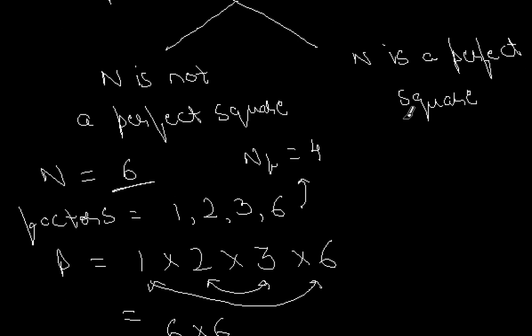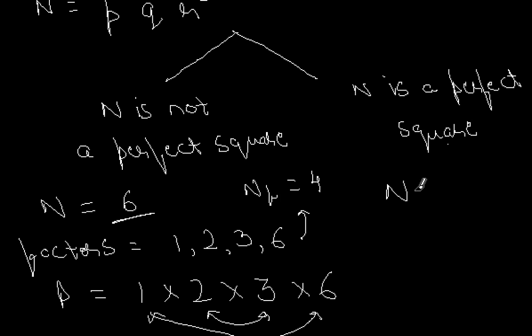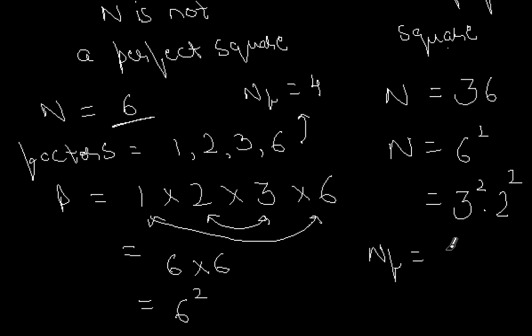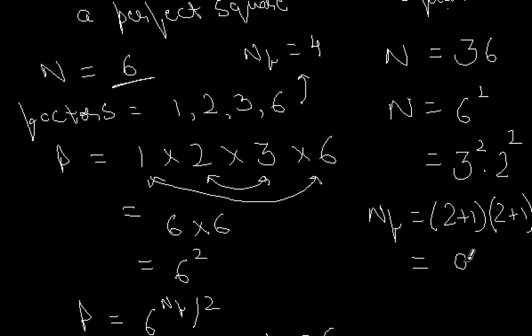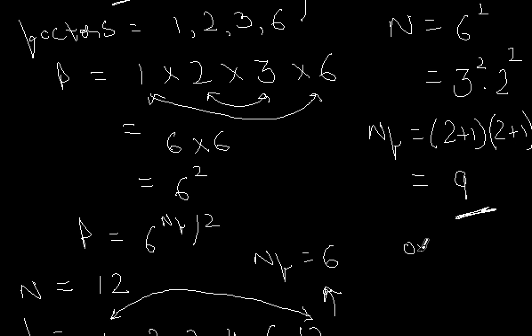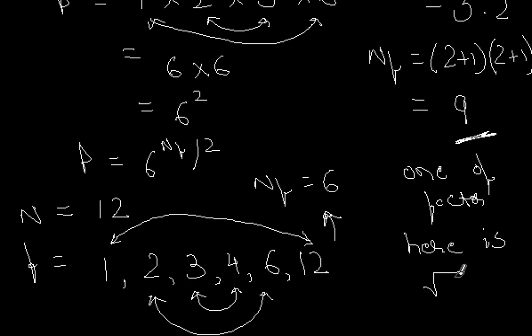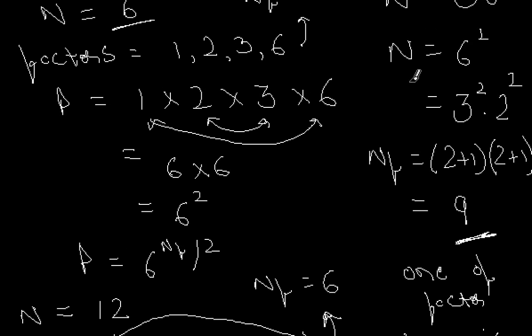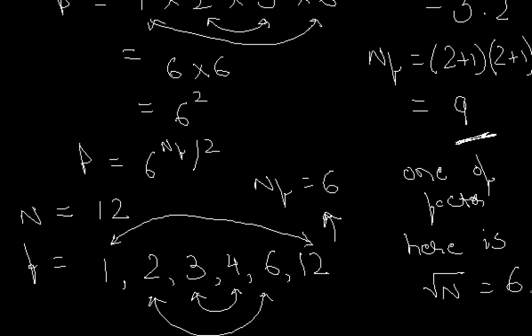Okay, now let's look at the case of when N is a perfect square. Let N be 36, which is a perfect square. N is 6 square, which means it is 3 square into 2 square. Now the number of factors here would be 2 plus 1 times 2 plus 1, because the power of 3 is 2 and the power of 2 is also 2. So the total number of factors we can clearly see is odd here. Why is this number odd? Because one of the factors is root N, which is 6 in this case. Now we will never get a number to multiply with 6 to get the number N itself. We cannot have 6 twice. 6 is one factor, but we cannot have 6 twice.